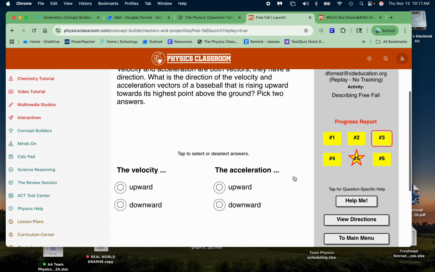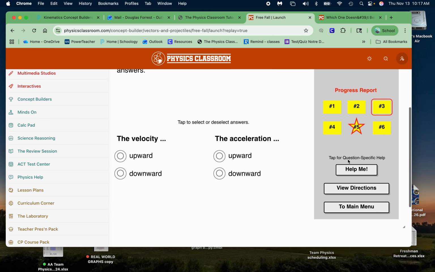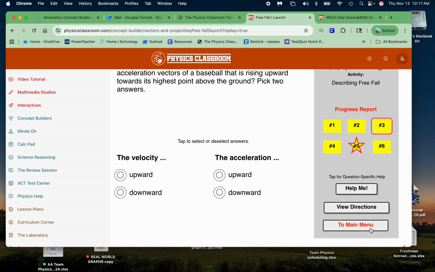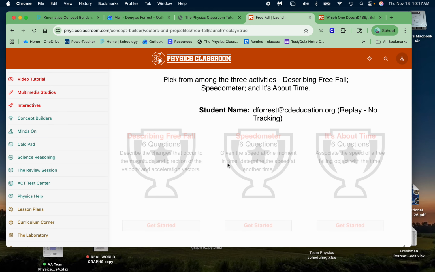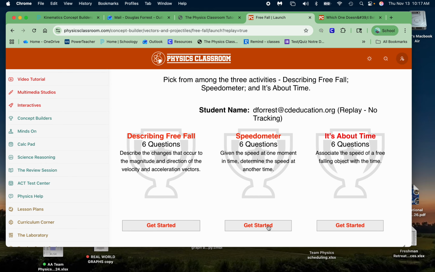So again, you would need to complete the rest of these. There's 6 of them. I'm going to exit that and go back to the main menu so I can show you one from the other. Be careful, if you leave before you're done with a level, it won't be recorded. So you do need to complete a level. So I'm going to go to speedometer 1 now.